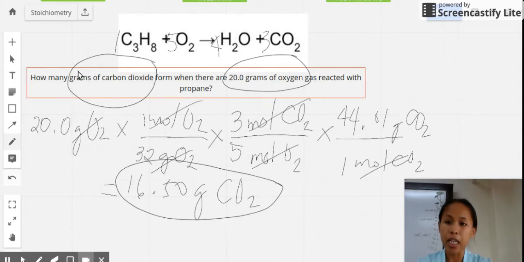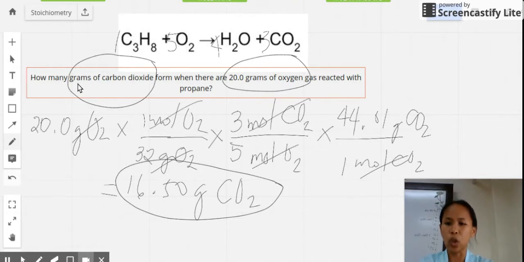The problem says: how many grams of carbon dioxide form when 20 grams of oxygen gas react with your propane? In a stoichiometry problem, you have to know where to begin. You begin with what is given, the value you're given, which will give you the identity of your given substance, and then you know what you're looking for. In this case, we begin with your 20 grams of oxygen gas, and we should end up with grams of carbon dioxide, in which grams is the unit of mass. Therefore, this is a mass to mass conversion.